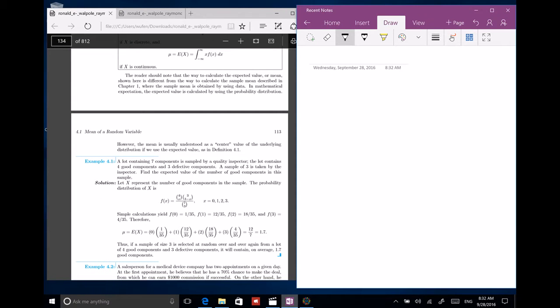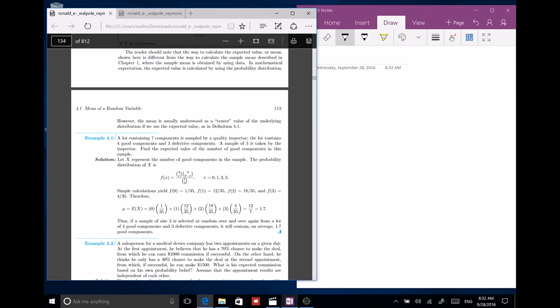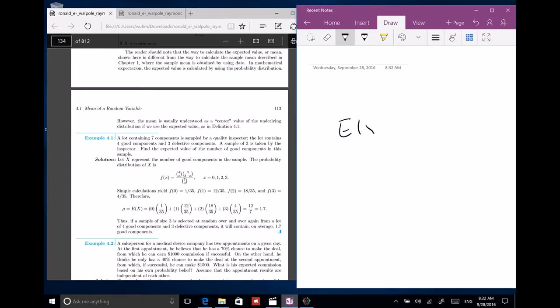Let's look at Example 4.1. A lot contains 7 components sampled by a quality inspector. The lot contains 4 good components and 3 defective components. A sample of 3 is taken by the inspector. Find the expected value of the number of good components in this sample. So it says find E(X). Before we find E(X), we need to find all the probabilities.